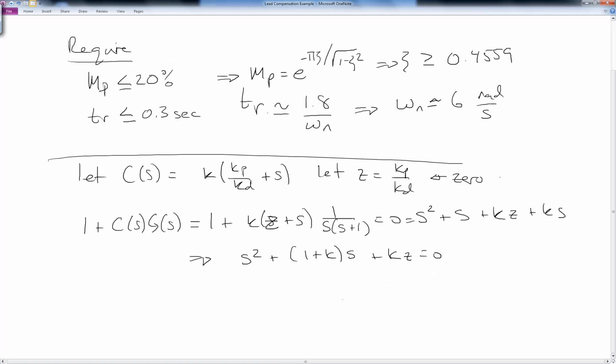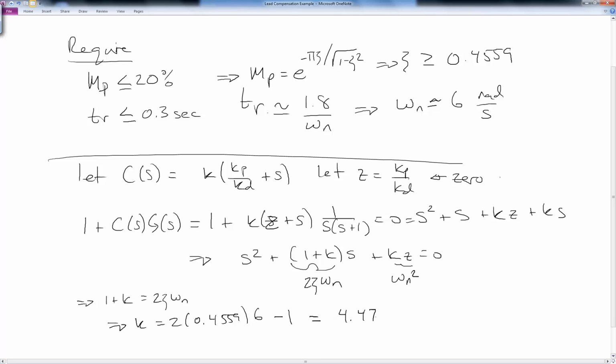So for this closed-loop transfer function, in terms of the characteristic equation, to have the properties we are requiring up here, we need this term here to be 2 times zeta omega n, and this term over here should be omega n squared. Knowing what omega n squared and zeta need to be, we can find that 1 plus k is equal to 2 zeta omega n, and we can find then that k should be 2 times 0.4559 times 6 minus 1, which is equal to 4.472. Likewise, we can find that z needs to be omega n squared over k, which comes out to 8.0501.